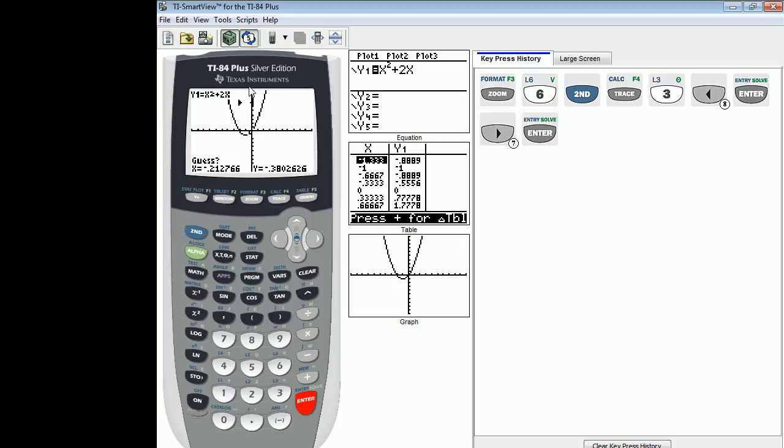And then I'll double check. Do I have kissing arrows? Yes, I do. So I hit enter. And there's my min. What? I got negative 0.99999.